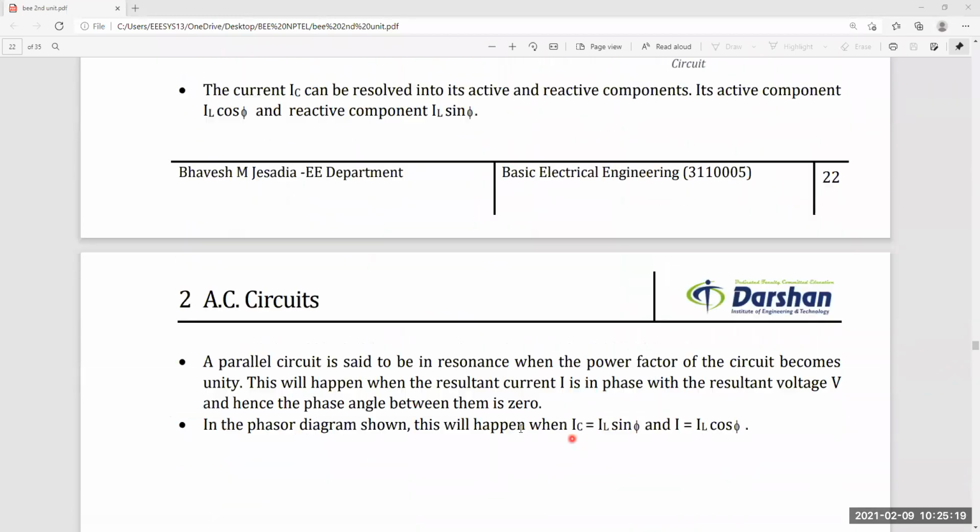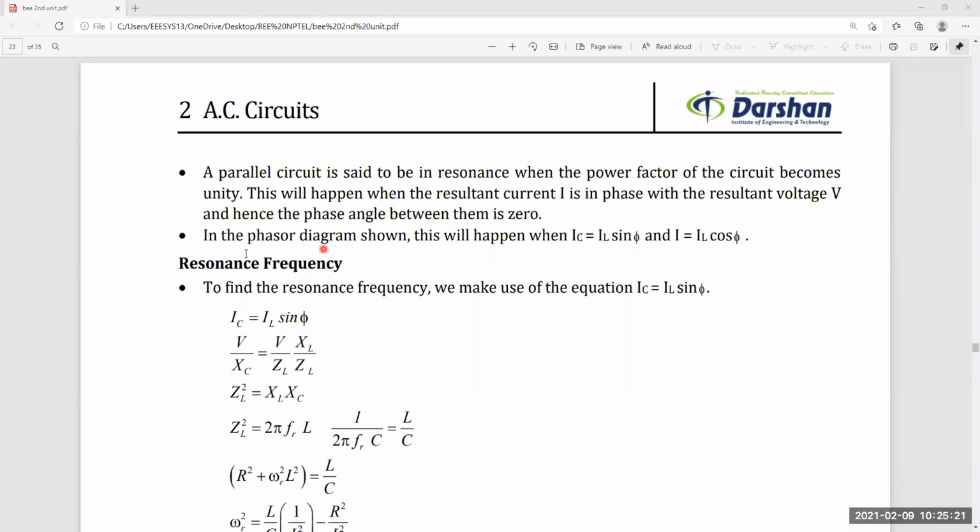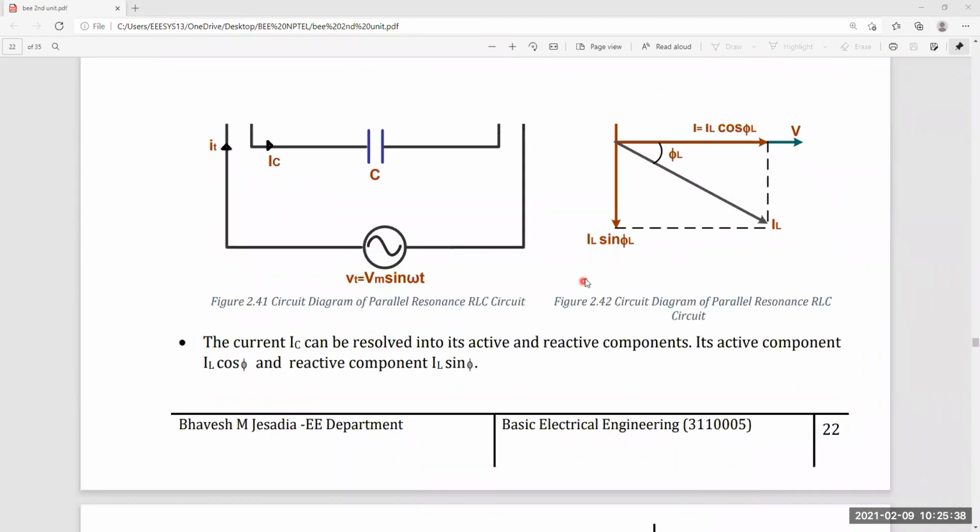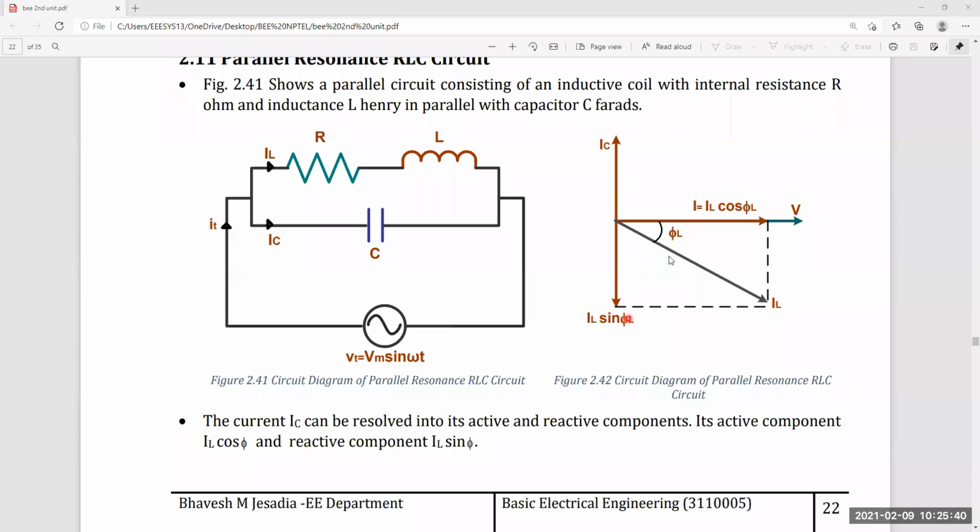So under resonance condition, in the phasor diagram shown, this will happen when IC is equal to IL sin phi, and I is equal to IL cos phi. That means IC is equal to IL sin phi and I is equal to IL cos phi.